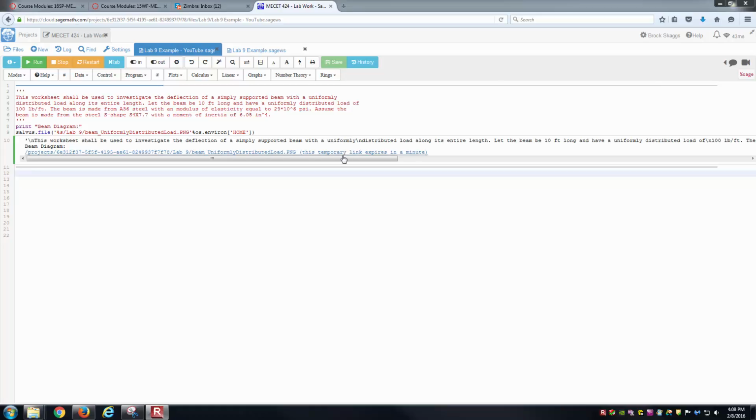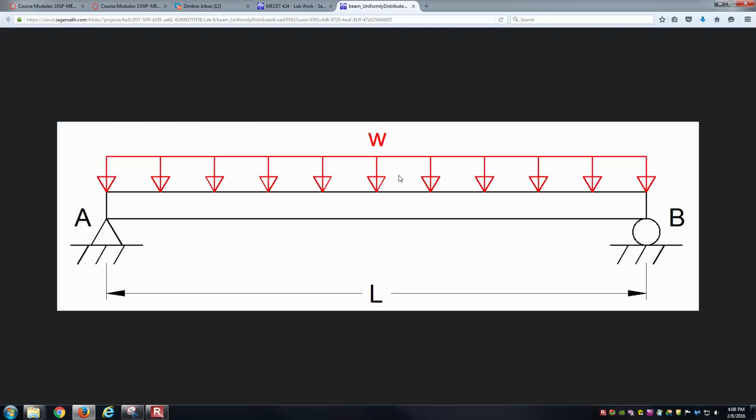And so I've got a picture of the beam right here. As you can see, it is simply supported, with a pin connection on the left hand side, a roller on the right hand side, and it is experiencing a uniformly distributed load, lowercase w there.